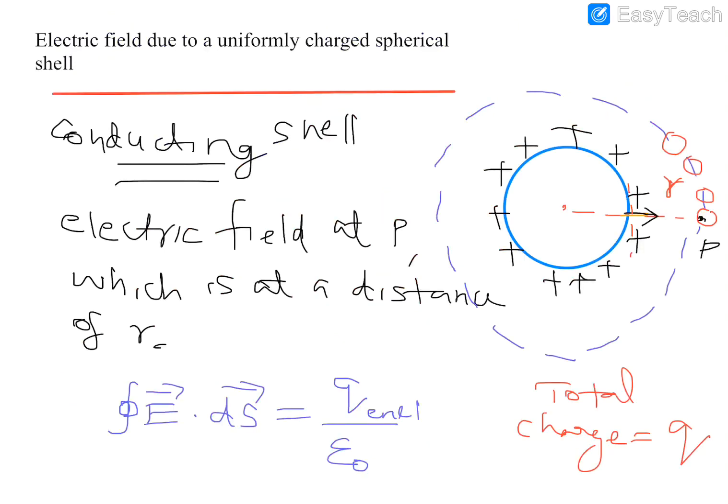So let us write it at P. E is equal to 1 by 4 pi epsilon 0 q by r square. Now let us do one more thing. Let us try to find the electric field here. Let us say there is a point here, and that point is nothing but Q. Q means the point on the surface of the spherical shell. Let us find the electric field at that point.